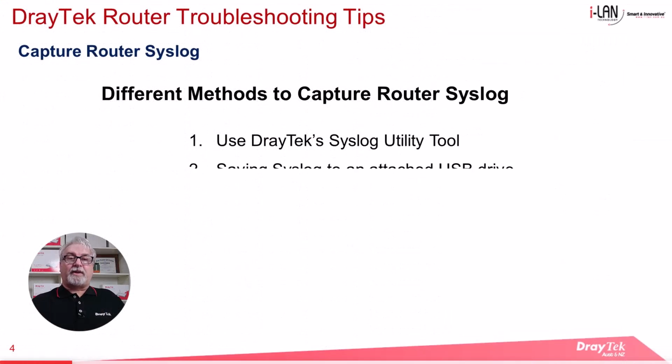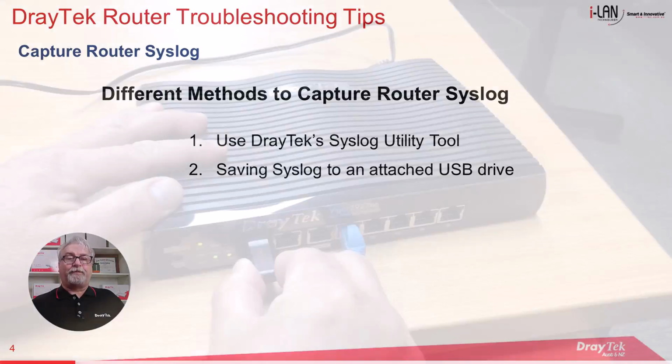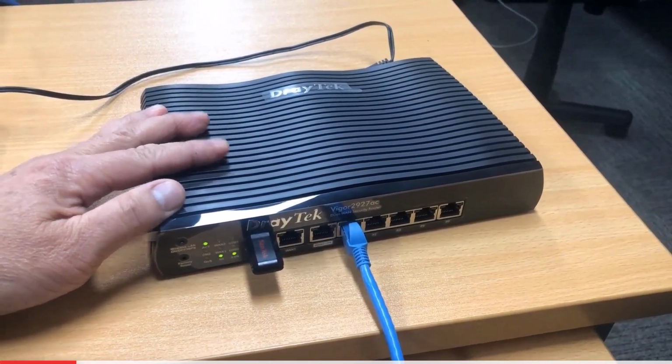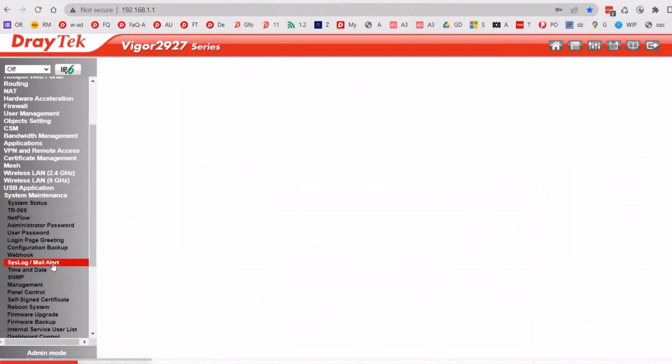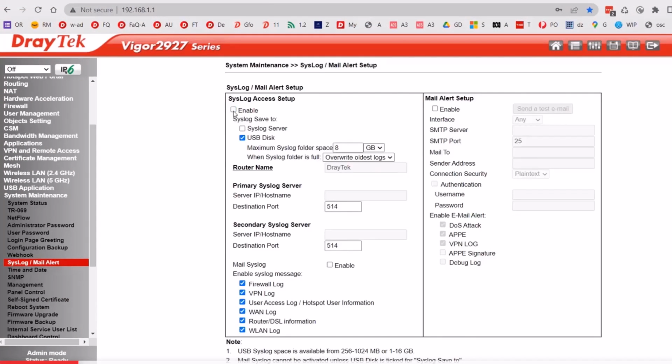The second method is to save the Syslog to an attached USB drive. This doesn't require the Syslog utility running on a PC or any PC to be involved in the process. Instead, you just plug a USB drive into one of the USB ports on the router. Then go to System Maintenance, Syslog Mail Alert. Enable it, then select the USB disk option.